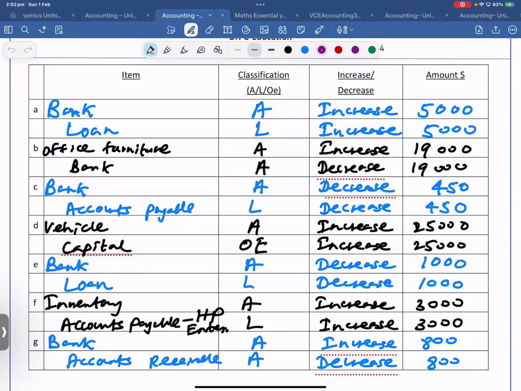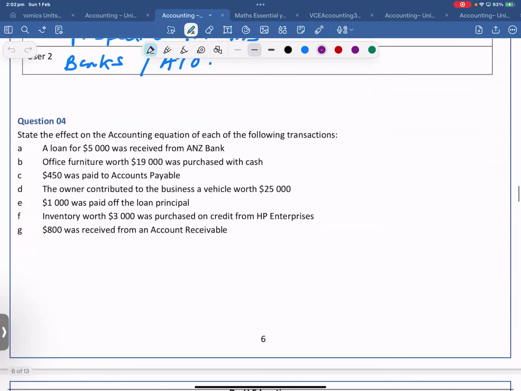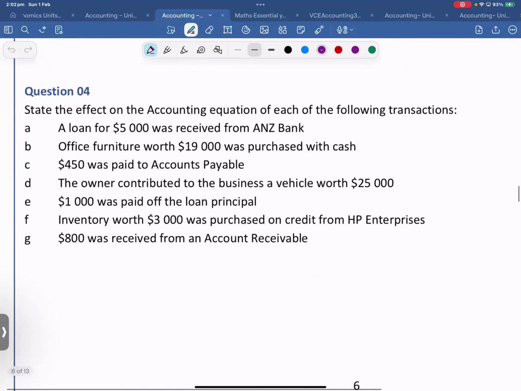Good. So whenever the owner contributes something, Tanisha, remember, as I told you, owner's equity will increase because why? Owner's equity, or the capital, is the claims on the assets of a business by its owner. The more the owner contributes to the business, the more it can withdraw or claim.